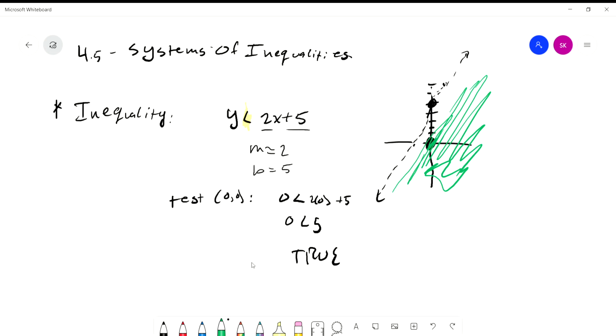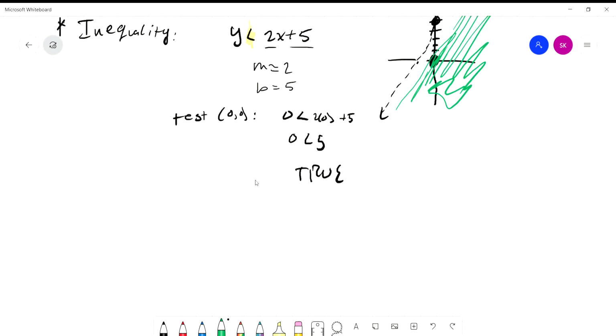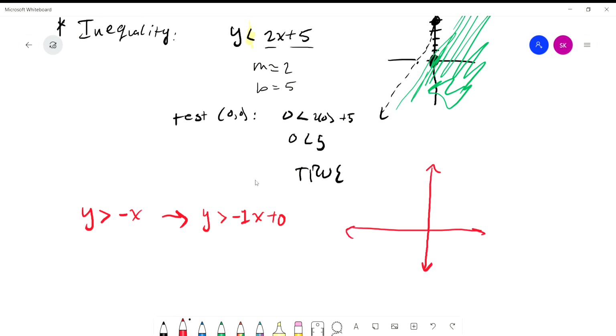Let's walk away from it for just a second and graph a different one. Let's graph the inequality y is greater than negative x, right? Which you can think of as y is greater than negative 1x plus 0 to put it into mx plus b format. That one should be pretty easy. The intercept is 0, and it has a slope of negative 1, so that would be like down 1 over 1. It's a dotted line because of the strict inequality, so dot, dot, dot, dot, dot, dot.